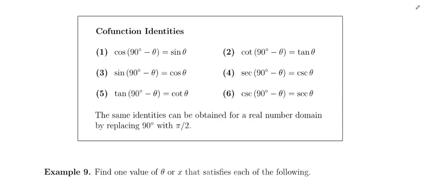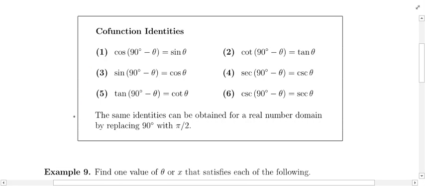The next equation says that the secant of 90 degrees minus theta is equivalent to the cosecant of theta. The fifth identity says that the tangent of 90 degrees minus theta is equal to the cotangent of theta. And the last one says that the cosecant of 90 degrees minus theta is equivalent to the secant of theta.